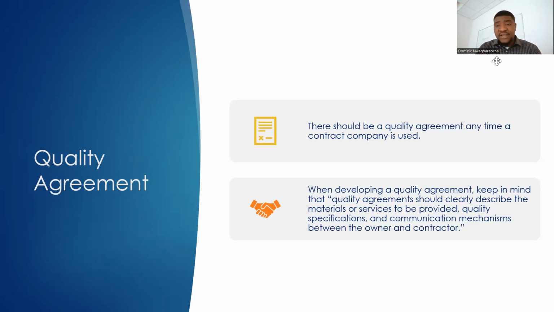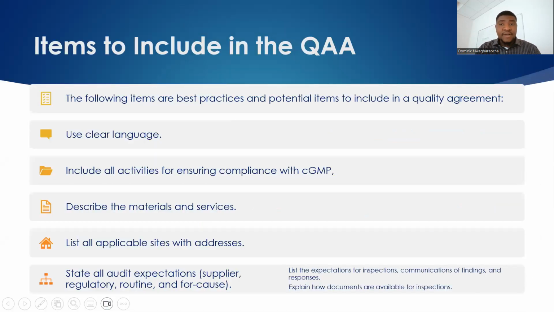So when developing a quality agreement, keep in mind that a quality agreement should clearly describe the material and services to be provided, quality specifications, and communication mechanisms between the owner and the contractor, right? Great. So these are the things that are important that you should have in your quality agreement. Some other factors, or items we could include in the QA.